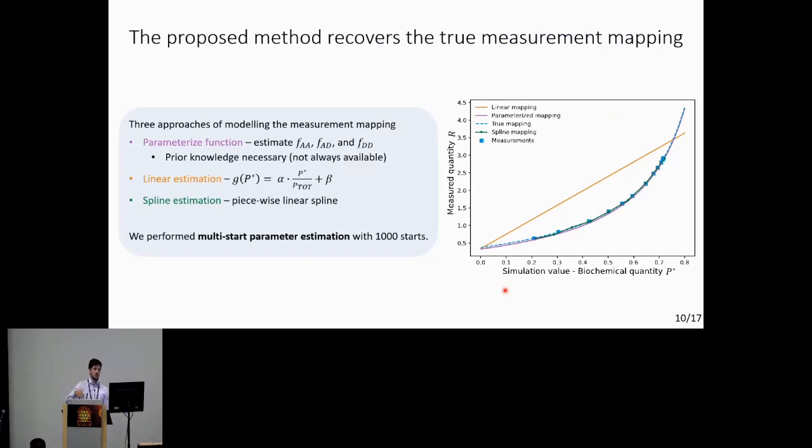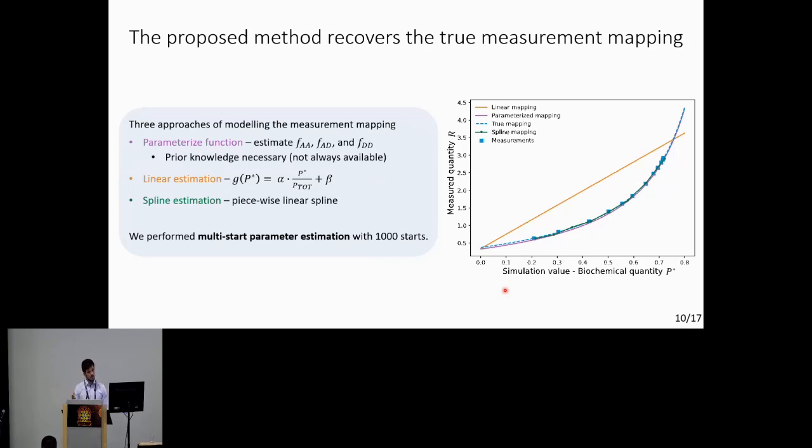And then, again, coming back to our example, we can use these three approaches to try to estimate the true mapping of the model. So we perform multi-start parameter estimation with 1,000 starts for each approach. And on the right-hand side, we have the results. Firstly, it's very obvious to see that the linear mapping is not sufficient. Right? It cannot approximate this nonlinearity.